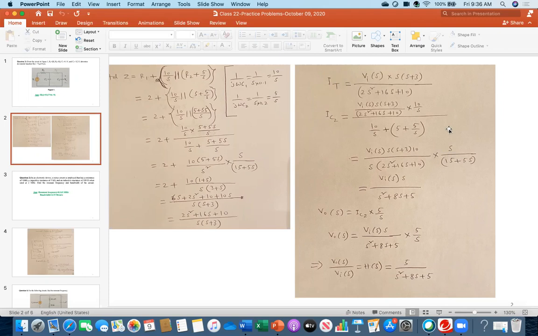Yes, so please see where you made the mistake. On the left side, this is the total impedance. See the process: first IT, and then IC2. Even if you use the loop equation, for example the current loop equation, whatever way you do, you should still get the same result.